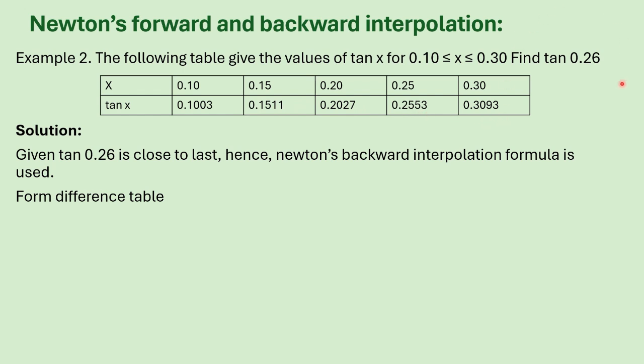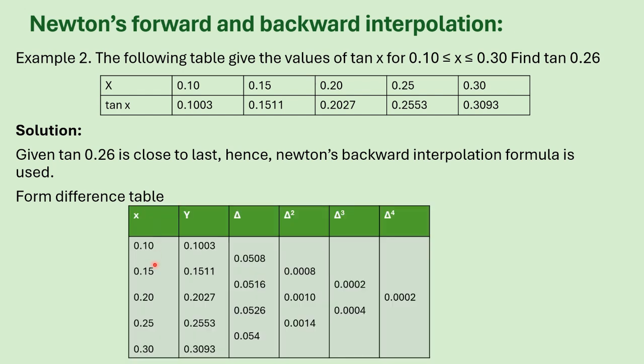Whenever the value to be interpolated is close to the first number, we have to carry out Newton's forward interpolation. If it is close to the last value, then we have to do Newton's backward interpolation. Here, this 0.26 is close to the last value. So here we'll be using Newton's backward interpolation formula. Let's form the difference table. Here we write the value of x, then the value of y, and delta is the difference of these two values, written here.